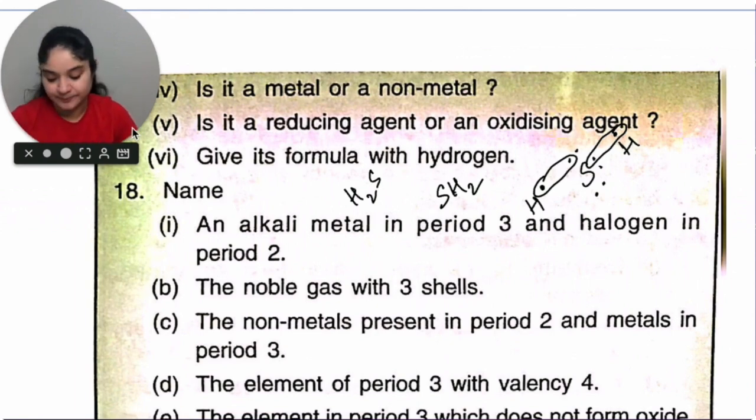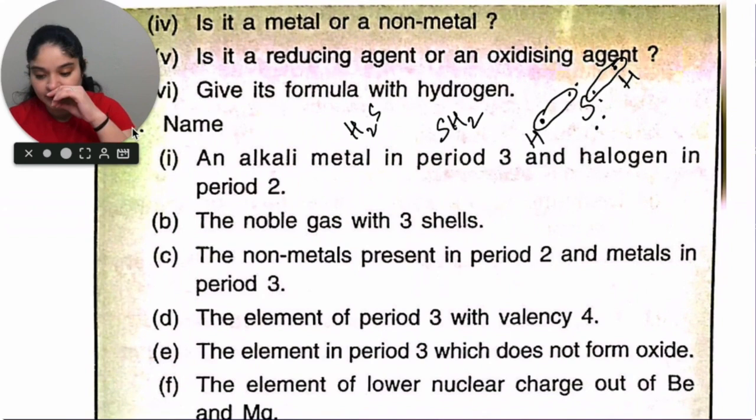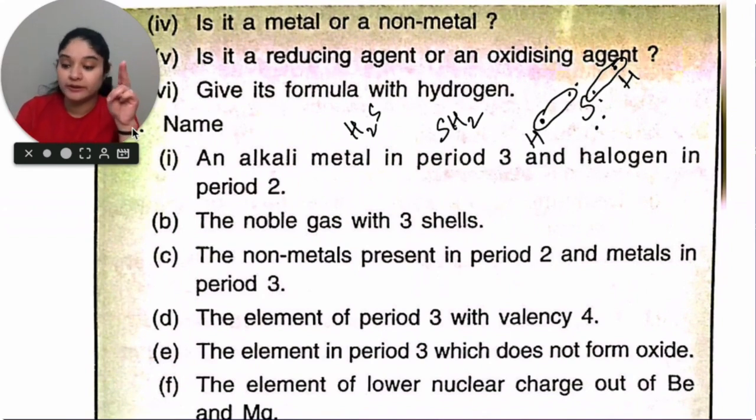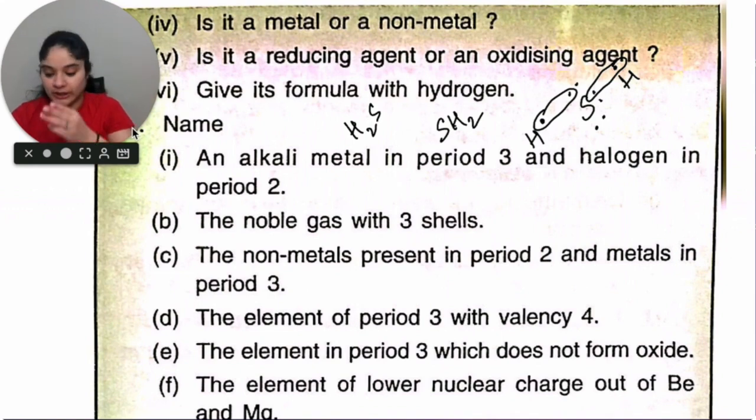Now the next is, name an alkali metal in group 3 and halogen in period 2. When we talk about alkali metals, in the third group, the answer will be sodium. When we talk about halogens in period 2, the halogens are fluorine, chlorine, bromine, iodine. So the answer will be fluorine.